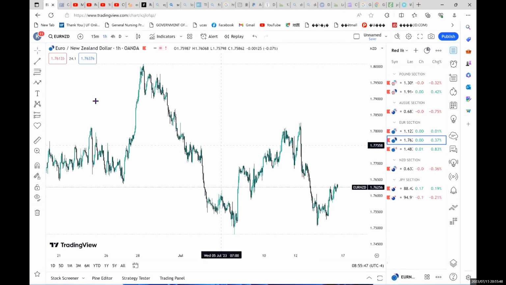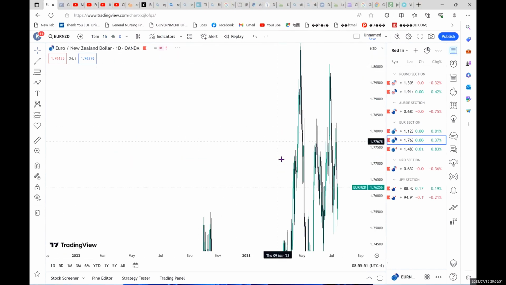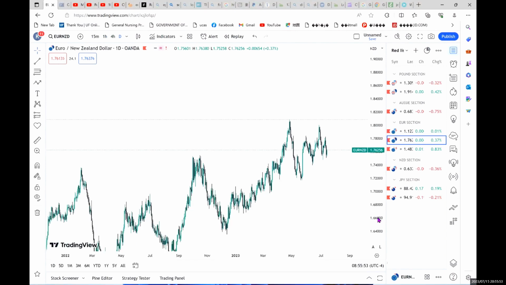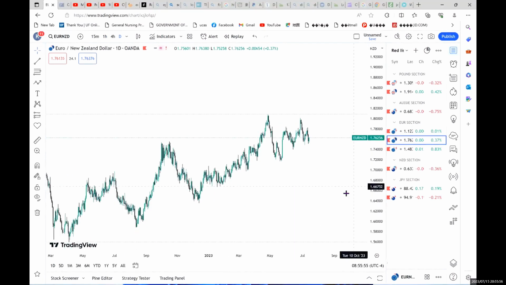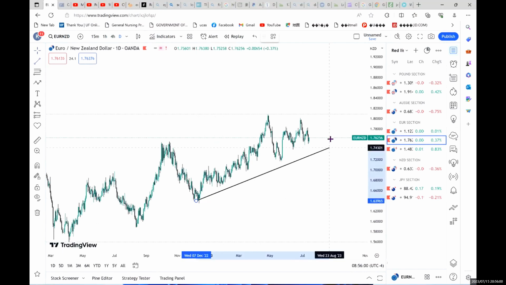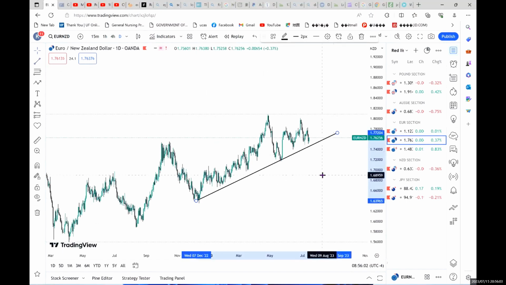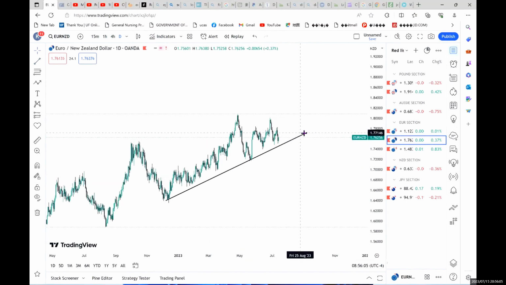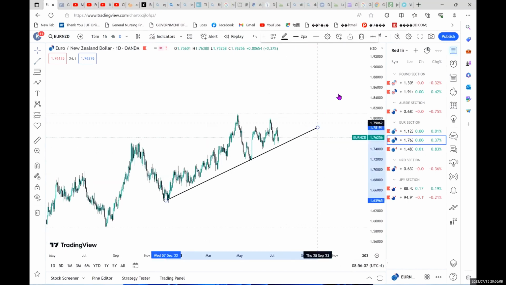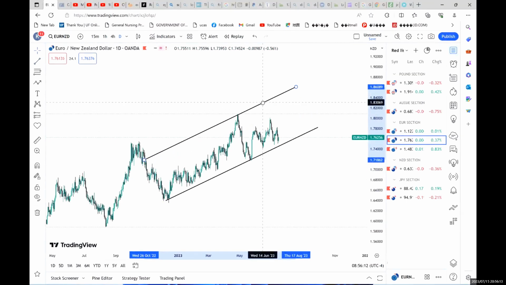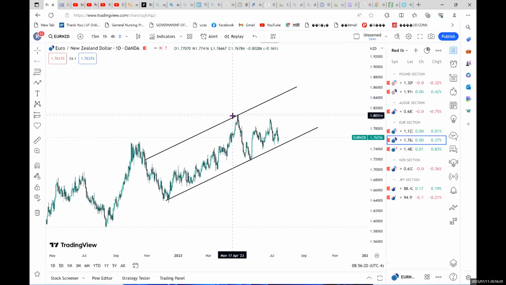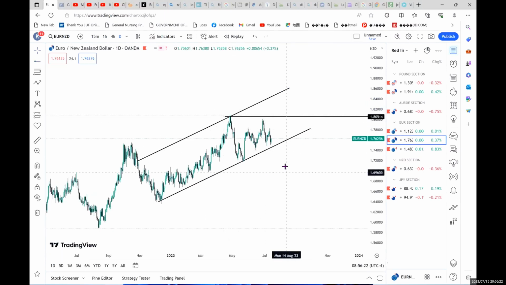Euro NZD. Let's check our daily time frame. Euro NZD is bullish as well. We have this level, as you can see, and on the daily price is bullish. Okay. Our trend line helps us to identify the trend. And we have these highs here. Okay. We also mark out here like this.